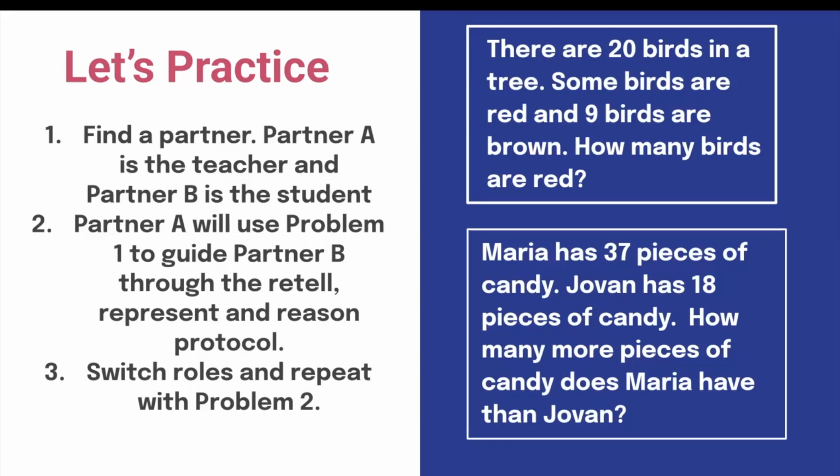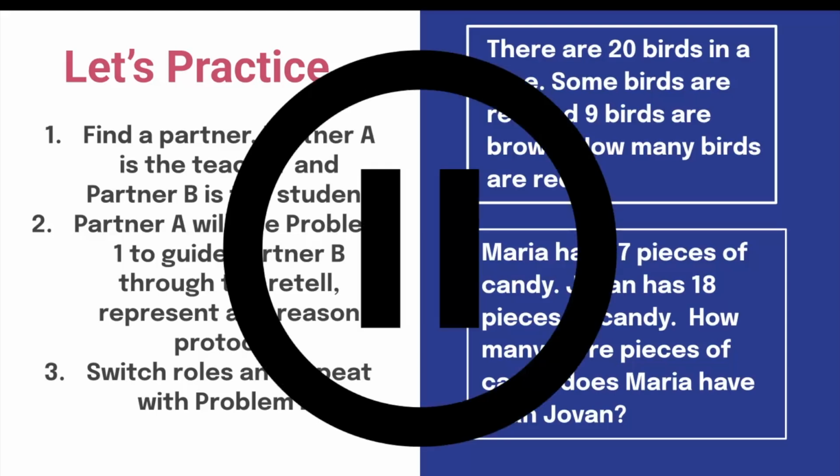Remember to stay away from keywords, proceduralizing the problem type, etc. And really support critical thinking in your own practice. If you do not have a partner, think through the problems that are projected and what questions you may ask students based on what you've learned about problem types in the Retell Represent Reason protocol. Pause the video here to practice using the Retell Represent Reason protocol.